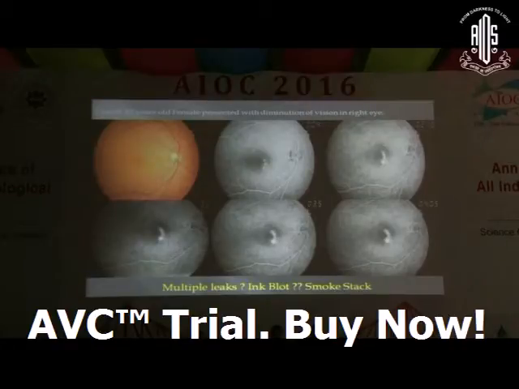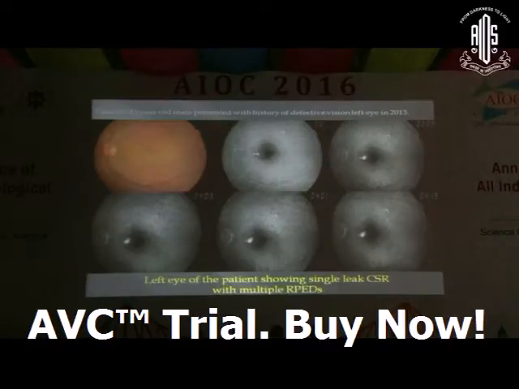This is case 9. It showed multiple leaks. There were 3 leak points. If you notice in the first film of the FFA, there are 3 leaks. The upper one seems to be getting converted into an ink blot, smokestack, and the lowest one into an ink blot. The central one I am still not able to decide whether it is getting converted into a smokestack or it is an ink blot leak.